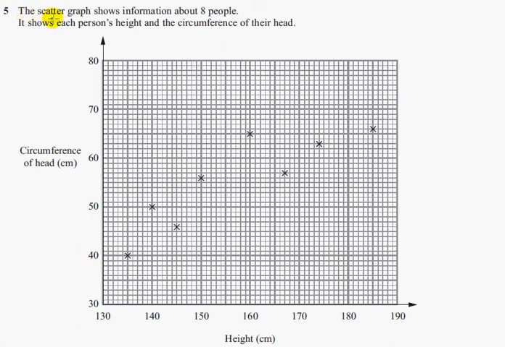Question 5. The scatter graph shows information about 8 people. It shows each person's height and the circumference of their head. So on the x-axis you've got the height in centimetres, against on the y-axis the circumference of their head, also in centimetres.